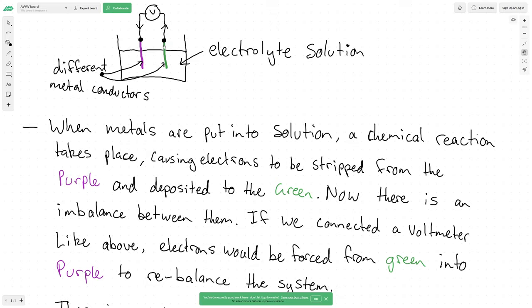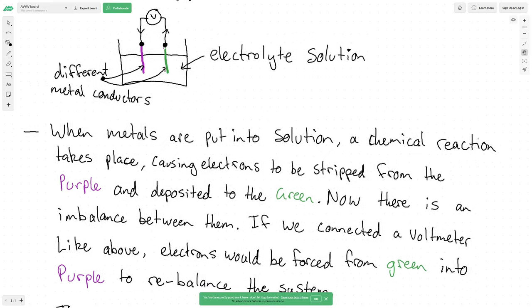So to begin with, if you can imagine these two metals were not in the solution, and then we slowly lower them into the solution, that's going to cause a chemical reaction, and it's going to cause the electrons to be stripped from one of these metal conductors and deposited to the other one. For this example, I've got a purple one here and a green one here. This is arbitrary, I've just made it up. Basically the electrons are stripped from the purple and deposited into the green electrode, or metal conductor. This creates an imbalance within this electrolytic solution.